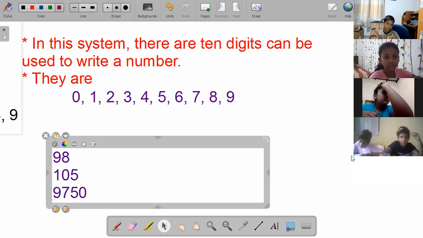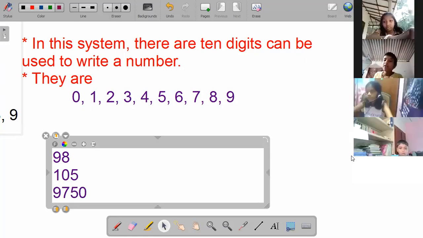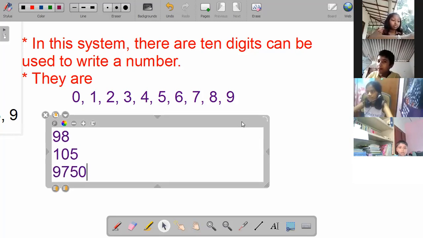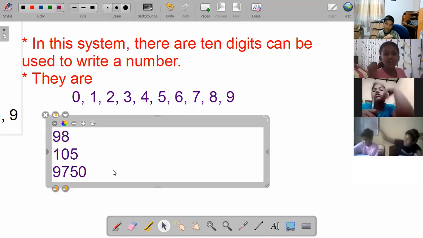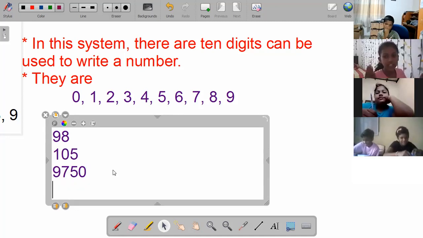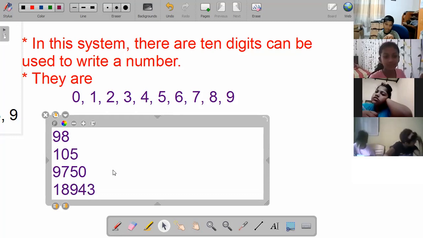What is this number? I will gradually increase the digits for you. What is the value? 9750. How many digits? There are 4 digits. Okay. Look at this one. I think you can also read this one. No problem. Okay. There are 5 digits now.